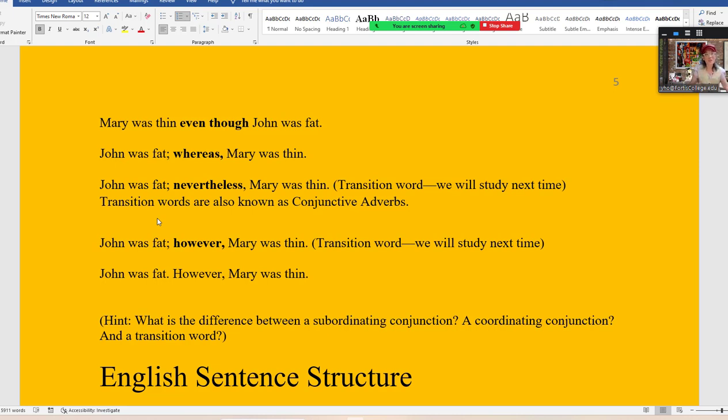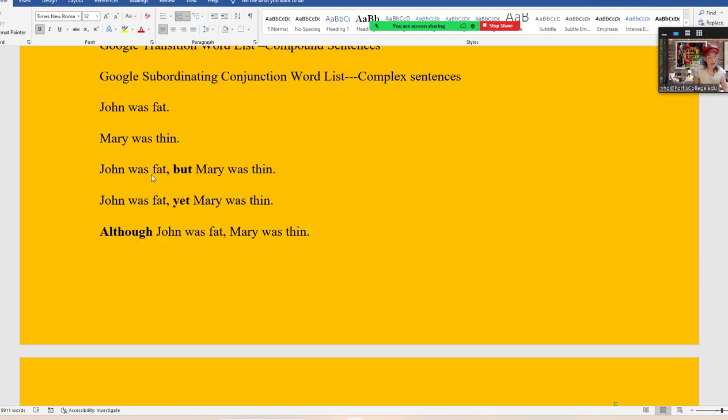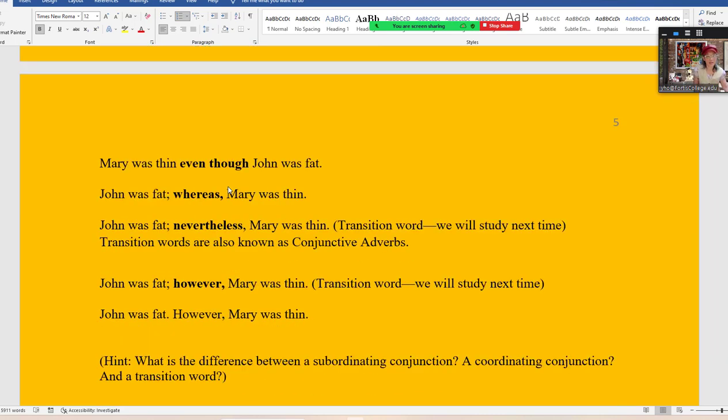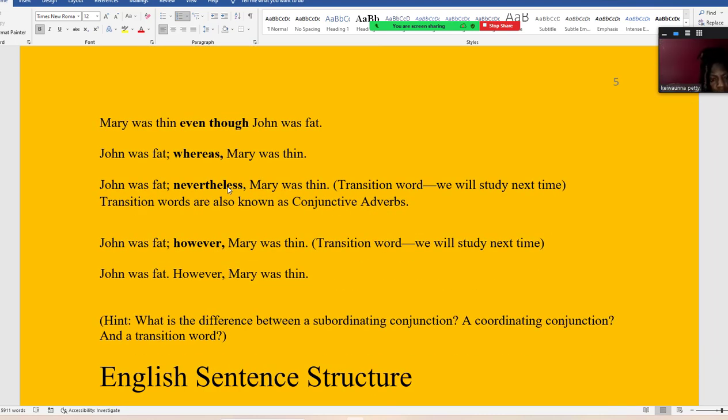What's the difference between saying "John was fat, nevertheless Mary was thin," and, let's go back to, "John was fat, but Mary was thin"? They're both compound sentences, and they both have equal facts where you have one that's opposite the other. What's the difference between the two compound sentences? What was it again? I'm sorry, I was writing.